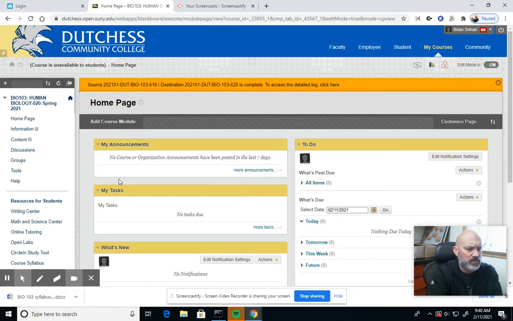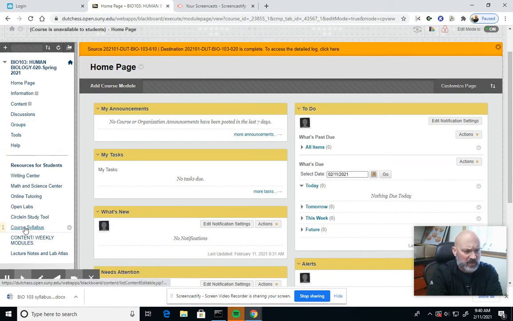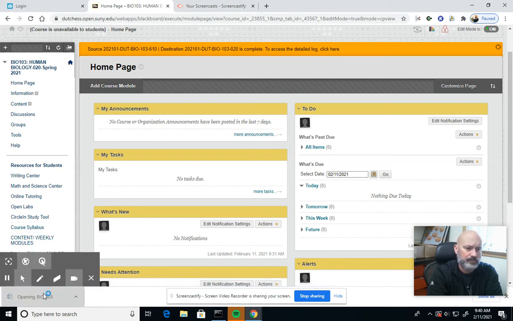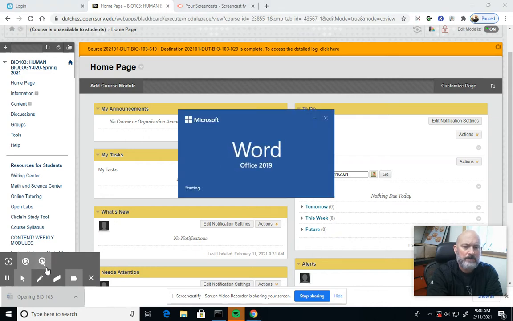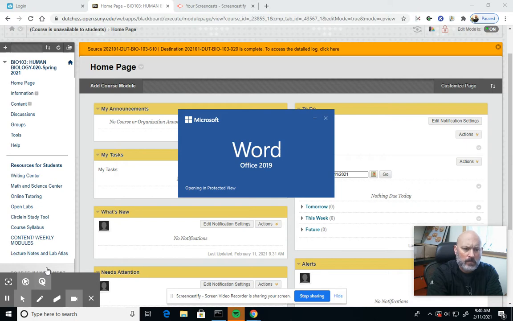Let's take a look at the syllabus. Where do we find the syllabus? We actually find it in 2 different places. Down here, there's a tab on the left-hand side. It says course syllabus. And when we open that up, one of these days, I probably should have had this opened up already.